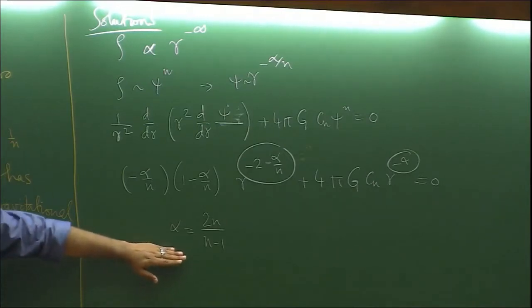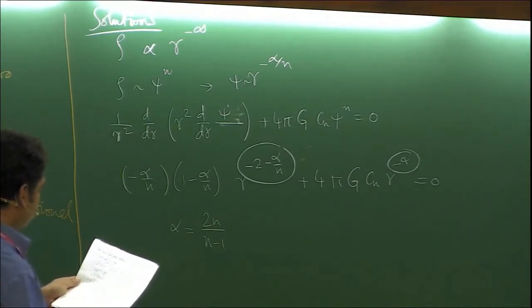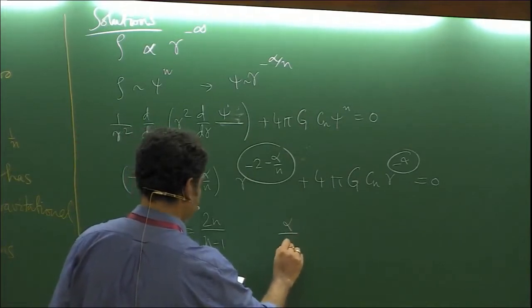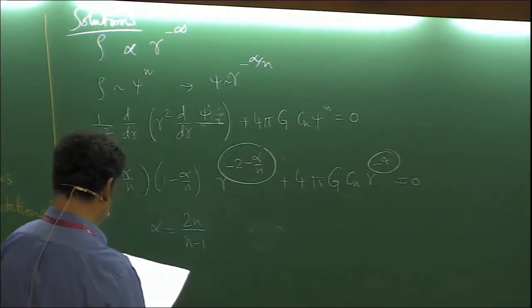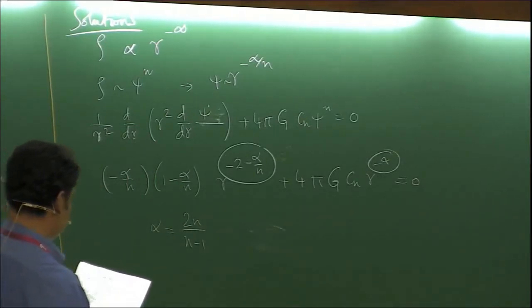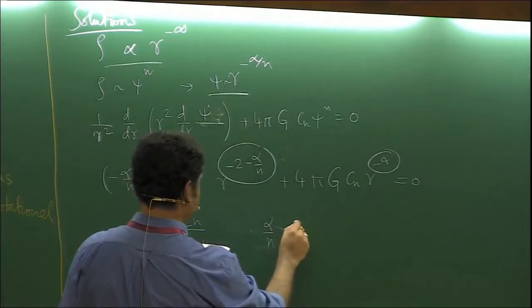So from this, you get a more stringent condition on n. How so? So you know that if it's a self-gravitating sphere, then just from the inverse square law, the potential cannot drop slower than r to the minus 1. Right? So at least there is that mass, so there is the drop in potential. So alpha over n, sorry, so alpha over n, this one, must be less than or equal to minus 1.